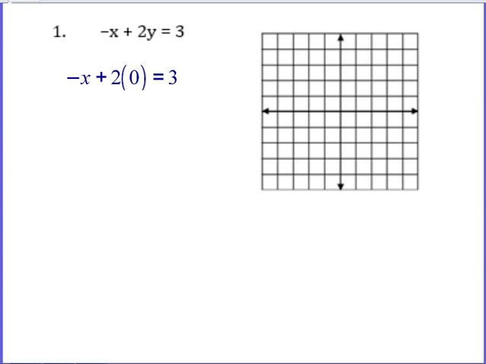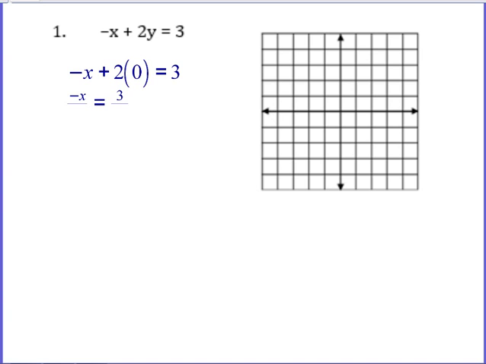Here we have another example. We're going to do the same thing: find both intercepts and then use them to graph. So I have negative x plus 2y equals 3. To find my x-intercept, I'm going to set y equal to 0, so I plug 0 in for y. 2 times 0 is just 0, so I have negative x is equal to 3.